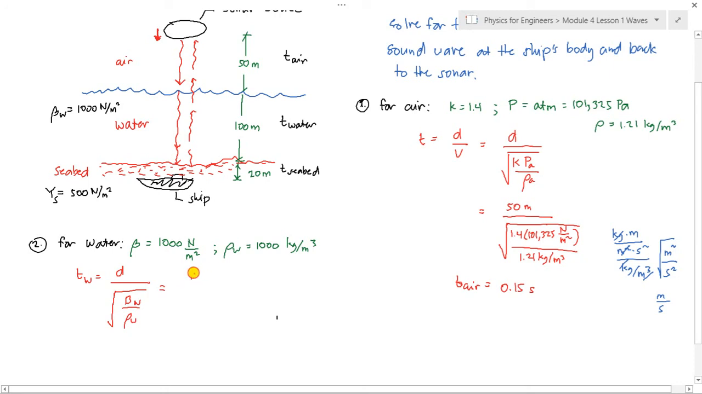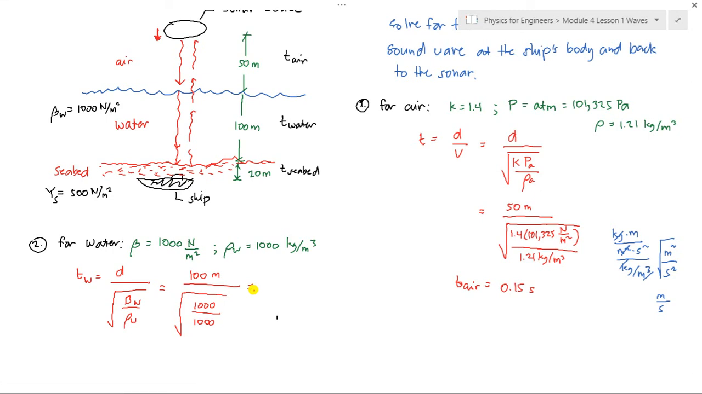So the distance here is 100 divided by the bulk modulus, which is 1000, all over density, which is 1000. So therefore, what is the time? That is 100 seconds. It cancels out, so 100 seconds. Therefore, it takes long. So 100 seconds is the time spent in water.